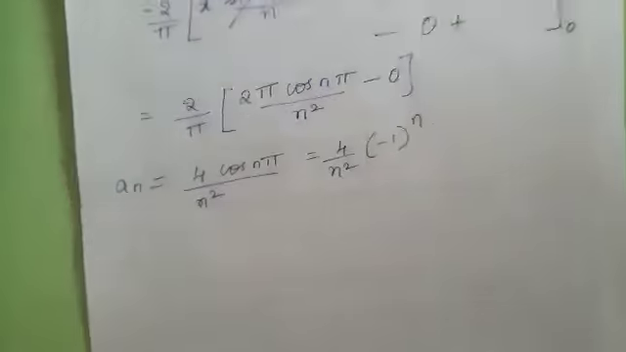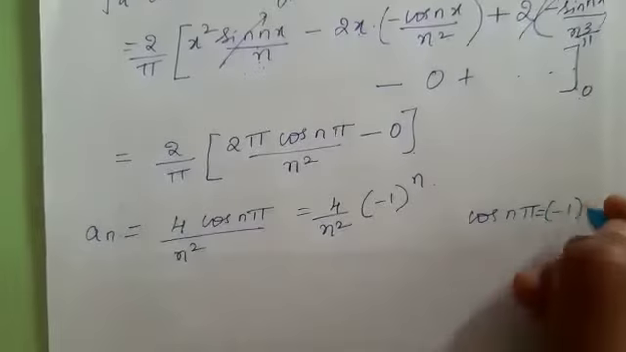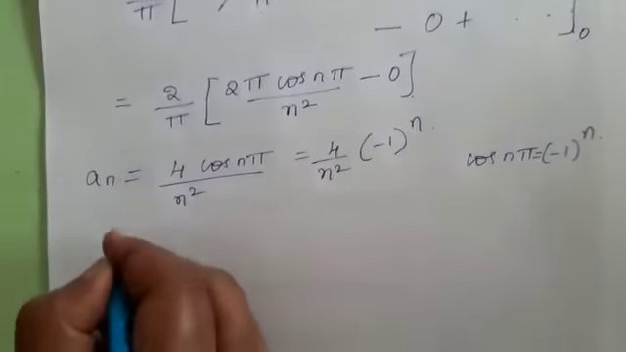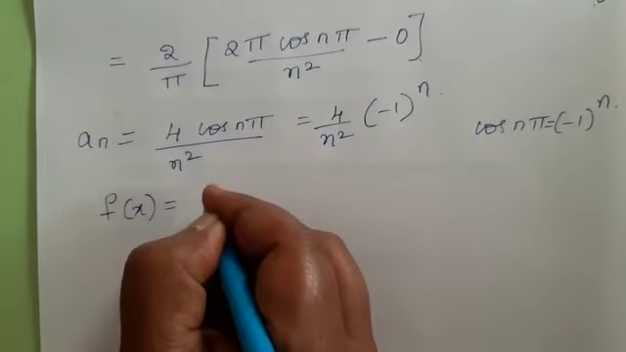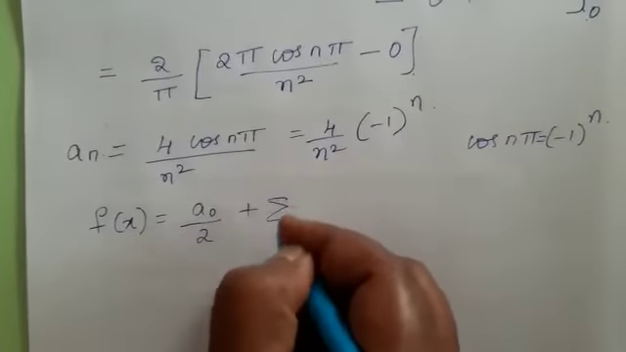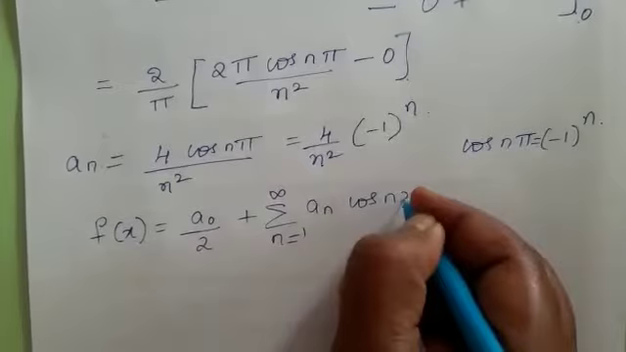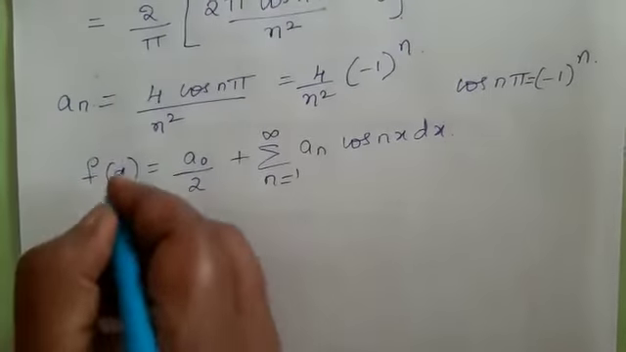I have found out, because cos nπ is (-1)^n. Now the Fourier series, you know what it is? f(x) is equal to a0/2 plus summation n equals 1 to infinity of an cos nx. So this is the answer. We know that. Now let us substitute.